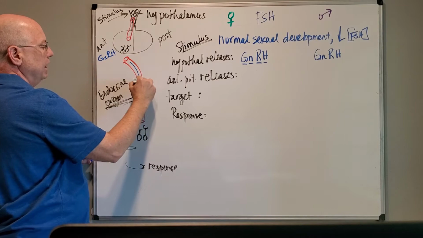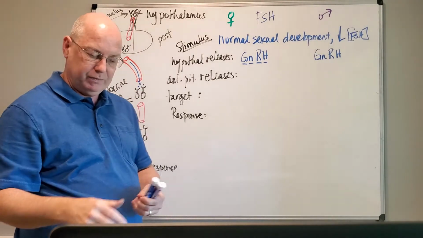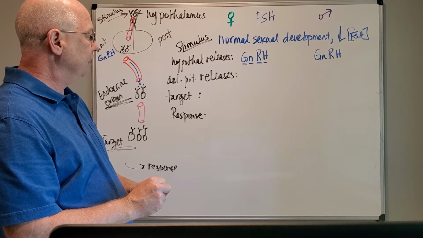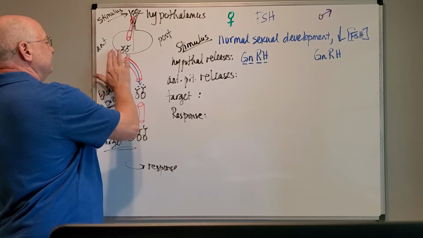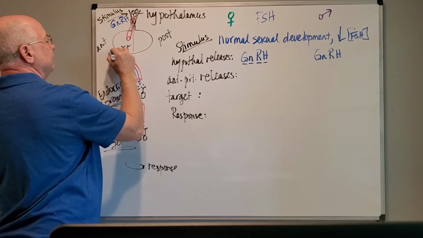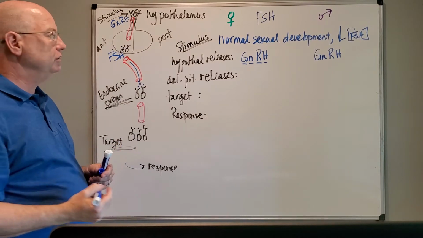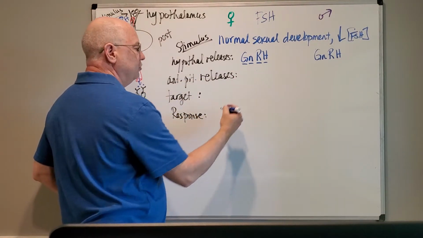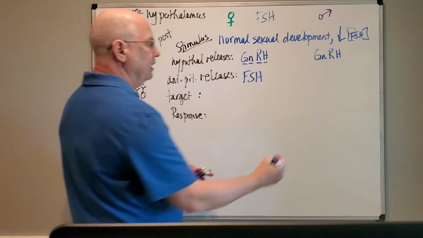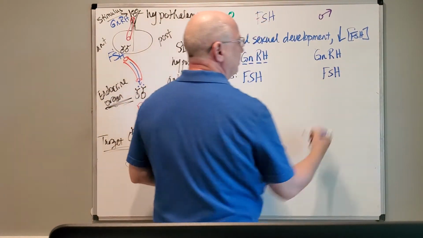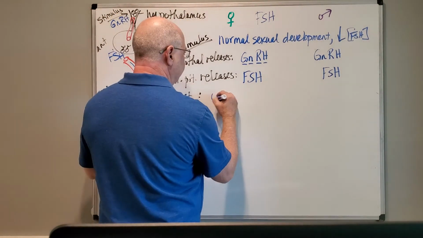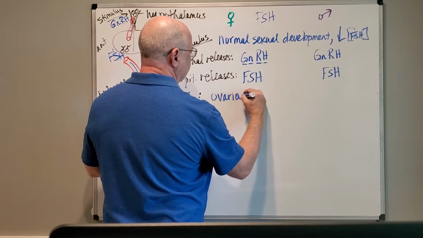That's going to go and bind to an endocrine organ. Well, I have that listed as the target. Actually, gonadotropic releasing hormone from here is going to cause FSH to be released at the anterior pituitary. The hypothalamus releases gonadotropic releasing hormone. The anterior pituitary will release FSH in both males and females, follicle stimulating hormone. Now in females, the target is going to be the ovarian follicle.